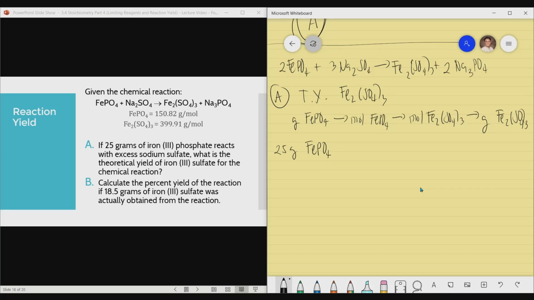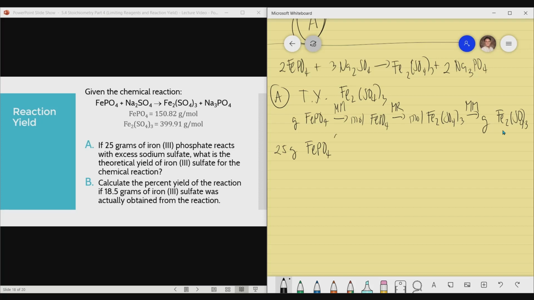Using the given, grams FePO4, convert it into grams Fe2(SO4)3. How? Grams FePO4 translated into moles FePO4, translated into moles Fe2(SO4)3, translated in last but not the least to your grams Fe2(SO4)3. So to convert the first part, you need your molar mass, and then the middle part you need your molar ratio, and then the last part you need your molar mass.